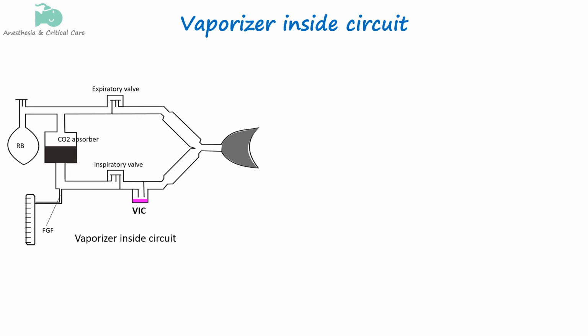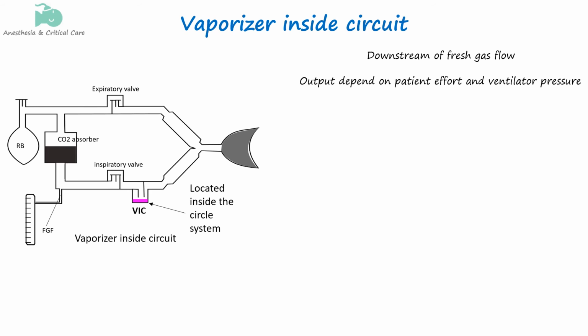A vaporizer inside circuit is positioned within the breathing circuit itself. This means the anesthetic vaporization process occurs directly within the gas flow that goes to the patient. In this setup, such as in a copper kettle, the vaporizer is placed downstream of the fresh gas flow meter and directly in the patient's breathing circuit. The patient's respiratory efforts or mechanical ventilation drive the fresh gas through the vaporizer, where it picks up the anesthetic agent. The VIC system can provide a high concentration of anesthetic gases quickly because it is directly in the circuit.